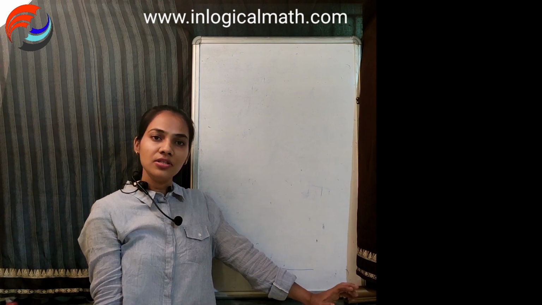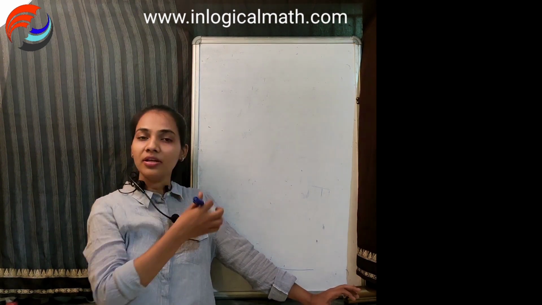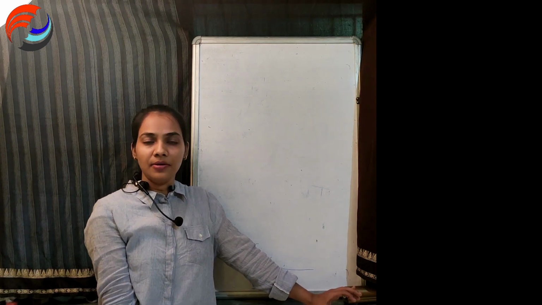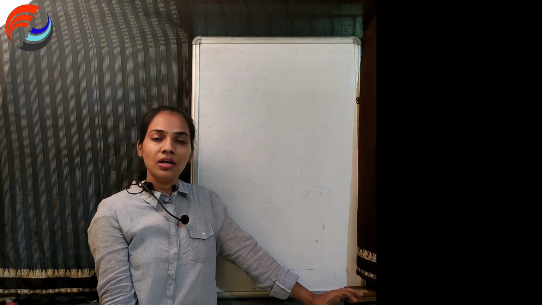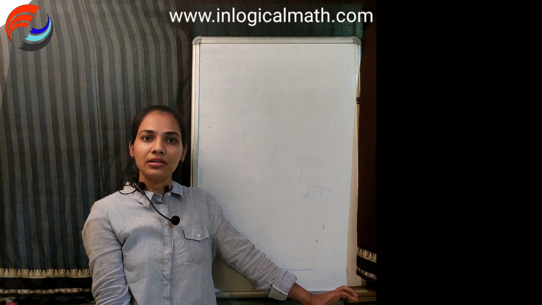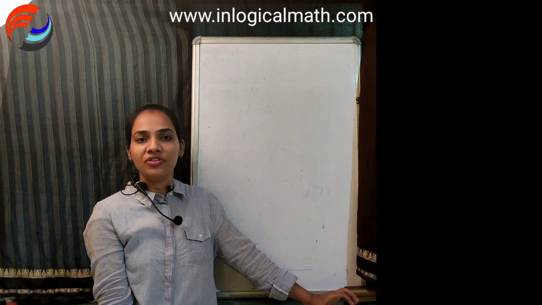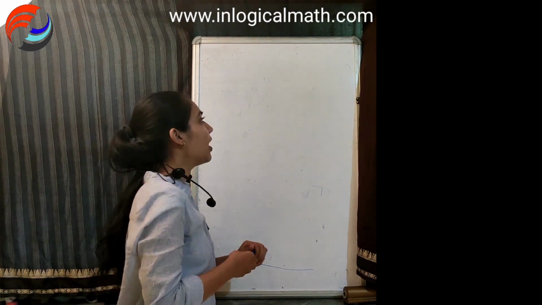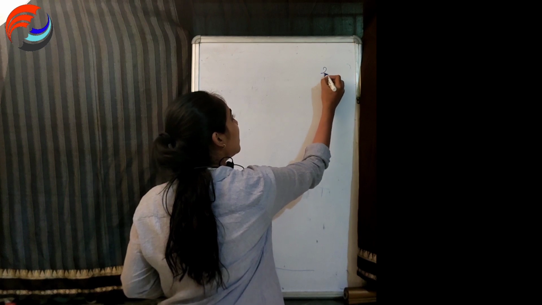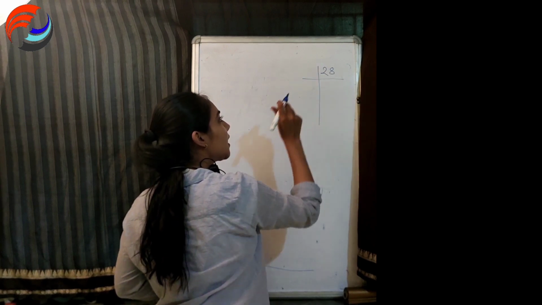Some of the revision means which are important topics related to this chapter. So you have already learned how to find the factors. 28 के फैक्टर, 16 के फैक्टर, ये सब हम लोगों ने पहले ही पढ़ चुके हैं. Let's do some warm-up session. So warm-up session में देखो 28, ये 28 के फैक्टर कैसे फाइंड करेंगे हम लोग?